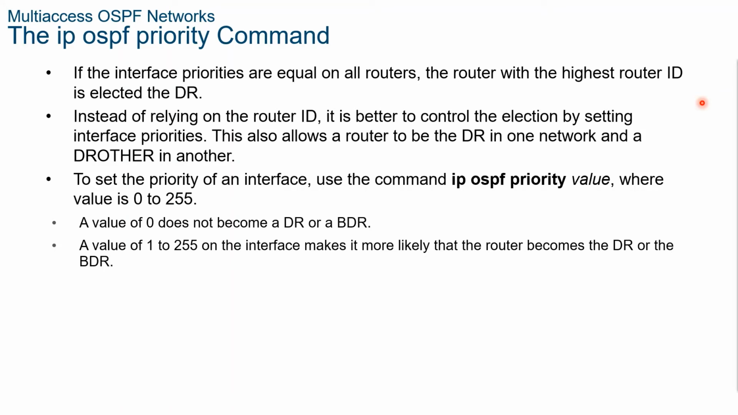Now, instead of relying on the router ID, it is better to control the election by setting the interface priorities. This also allows a router to be the DR in one network and a BDR in another network. That's possible. Now, to set the priority of an interface, we use the command ip ospf priority value, where value is from 0 to 255. A value of 0 does not become a DR or a BDR. A value of 1 to 255 on the interface makes it more likely that the router becomes DR or the BDR.